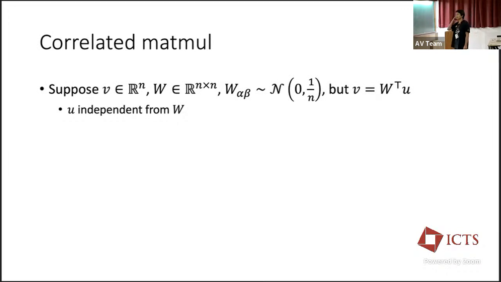Now let's think about this. Show of hands: who thinks it's pretty reasonable to assume that v is independent from W anyway, and so the output of W times v will just be a Gaussian vector? Okay, who doesn't think so? I guess everybody else thinks it's independent.